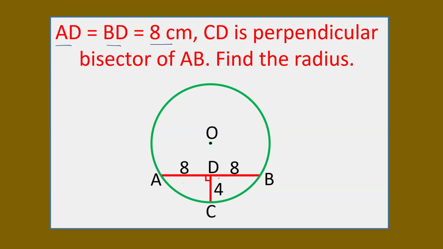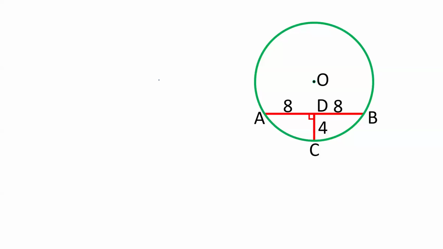AD and BD are equal and CD is perpendicular. Therefore, CD is considered to be the perpendicular bisector of AB. We have to find the radius of the circle. We'll use a special property of a circle. Now, before moving ahead, let me explain to you the property of a circle.